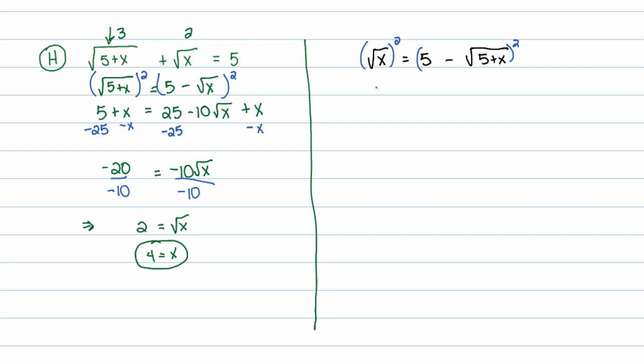Squaring a square root just gives me x. When I distribute this out, I'll get 25 minus 10 root 5 plus x plus 5 plus x.